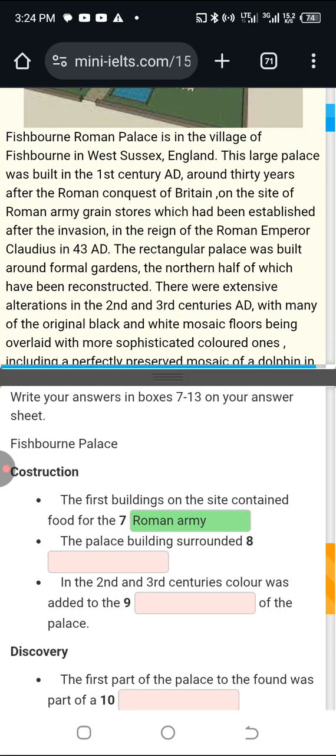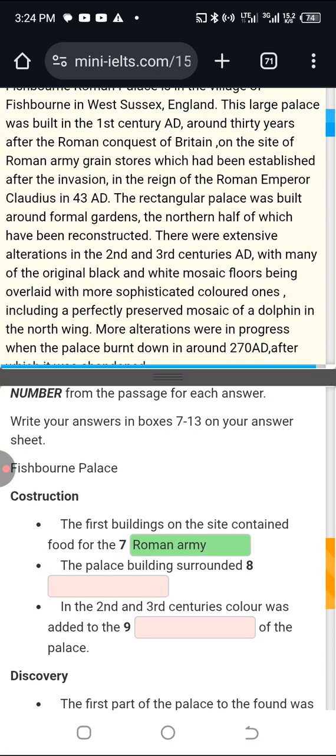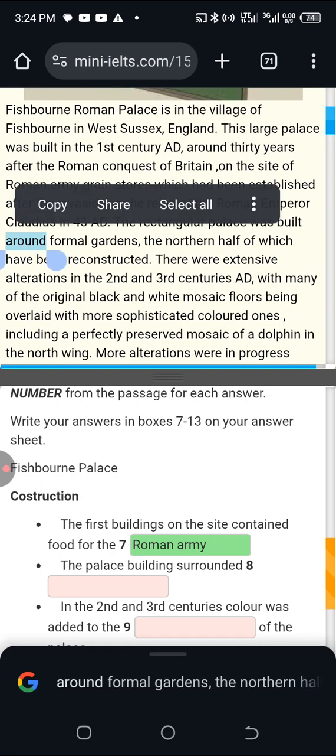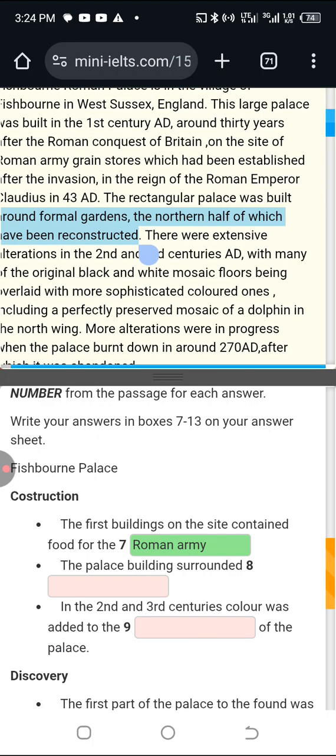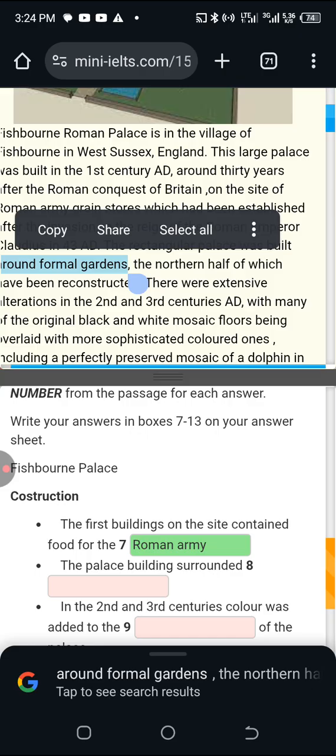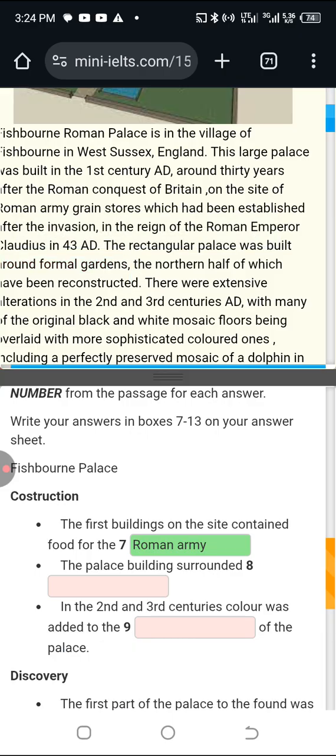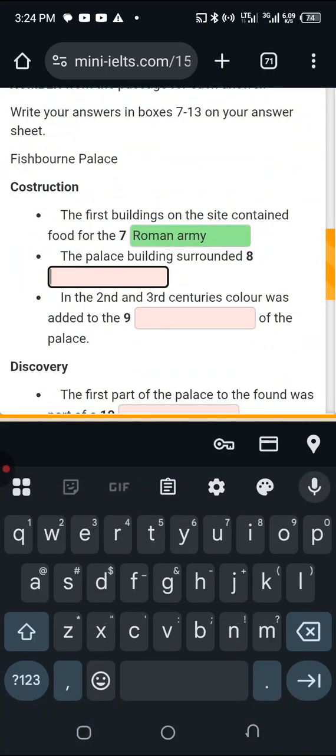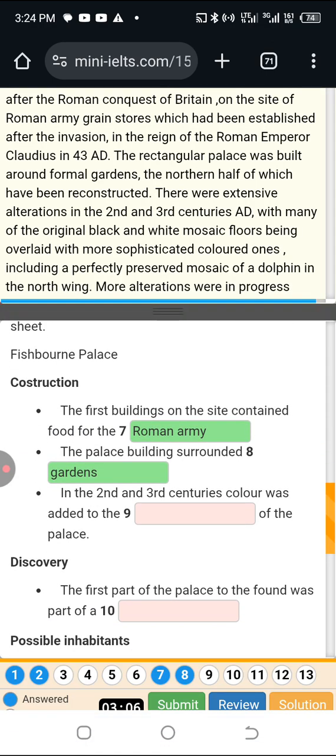The palace building surrounded. I saw something around. The rectangular palace was built around formal gardens. So it surrounded formal gardens. You can write gardens or formal gardens. Let me put gardens there. If gardens is not right, then formal gardens. The answer cannot be just formal. Okay? So I'll put gardens. In the 2nd and 3rd century, color was added to the, dash, of the palace.